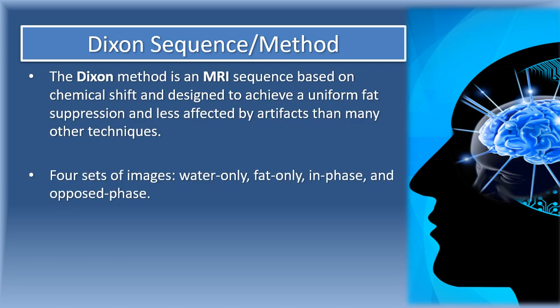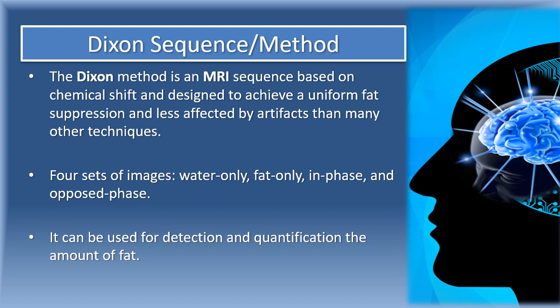It is formed from four groups of images: what we call water only image, fat only image, in phase images, and opposed phase image. So it's based on the chemical shift too. It's important that it can be used for detection and quantification of the amount of fat. So we can use it for assessment of fatty liver cases and see if it progresses, has a stationary course, or decreases. So it has an advantage in the quantification of abdominal fat.